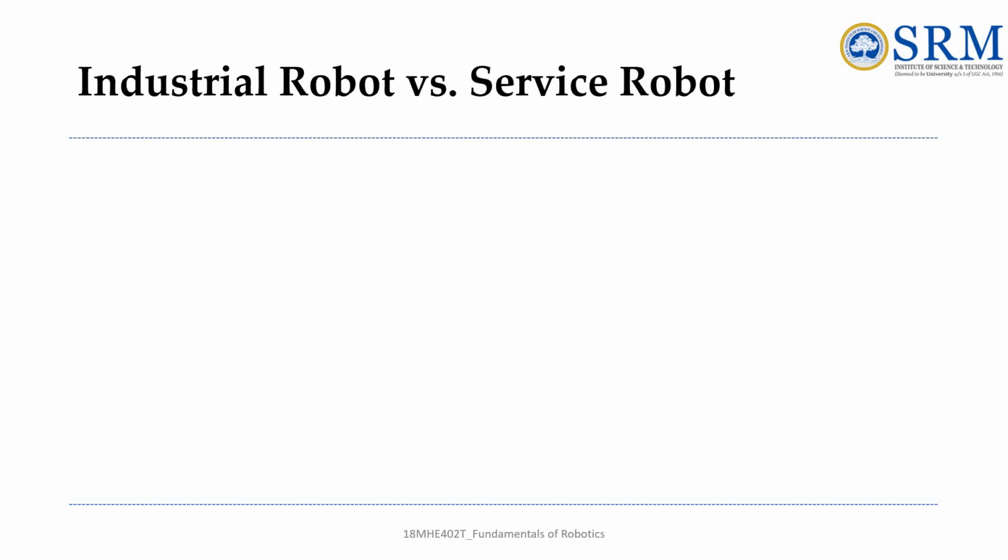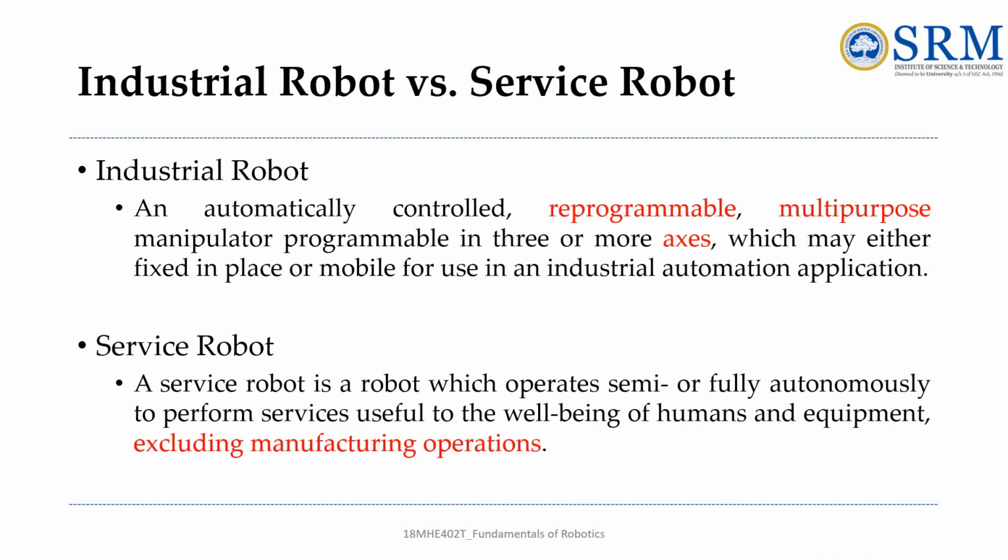Okay. And next is what are industrial robot and service robot. So first we'll see industrial robot. So this is a smart machine in a factory. They can do many different tasks. It's like a mechanical arm that can be controlled to move in different ways. So it's very handy for getting things done in a factory.